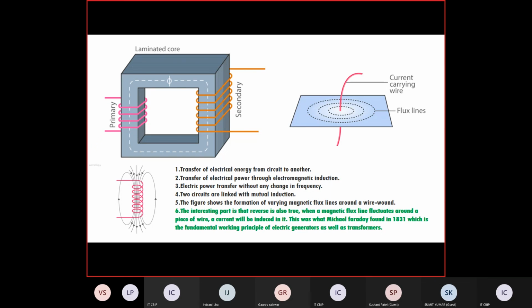The interesting part is that the reverse is also true. That means current helps in setting up the flux, and flux helps in setting up the current. So vice versa. When magnetic flux lines fluctuate around a piece of wire, a current will be induced in it. This was what Michael Faraday found in 1831, which is the fundamental working principle of the electric generator as well as the transformer.